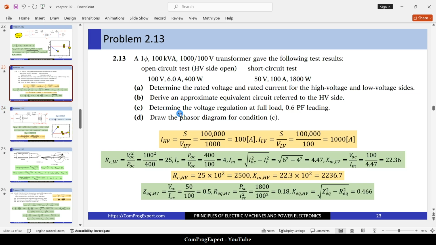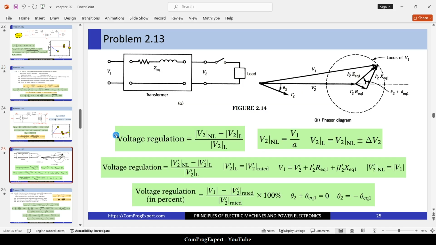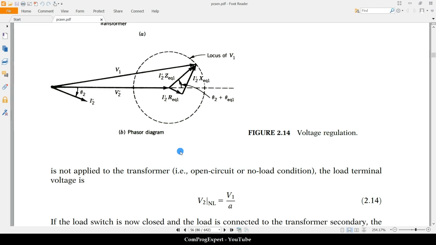Determine the voltage regulation at full load, 0.6 power factor leading. So, before answering this part of the problem, let's review the definition of the voltage regulation. Okay, what is the definition of the voltage regulation and why is it important? So let's check the reference.